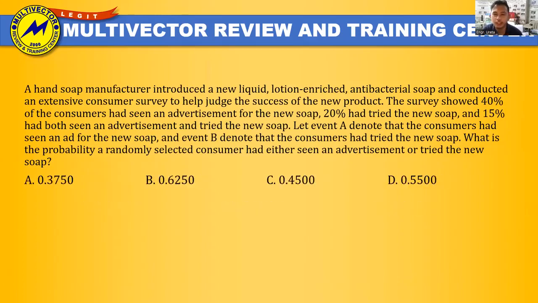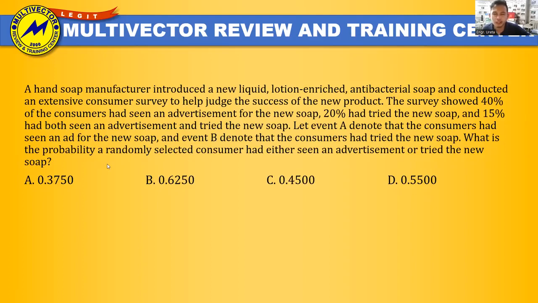Okay, a hand soap manufacturer introduced a new liquid lotion enriched antibacterial soap, so etc. Sabi niya, the survey shows 40% of the consumers had seen the advertisement for the new soap. Okay? So sinabi niya 21% had tried the new soap and 15% had both seen and tried the new soap. Okay, both seen the advertisement and tried the new soap, I mean. Okay, so nang hinahanap sa problem, sabi niya, so may binanggit pa siya dan, let A denote that the consumer seen the ad and B is the consumer that tried the new soap.